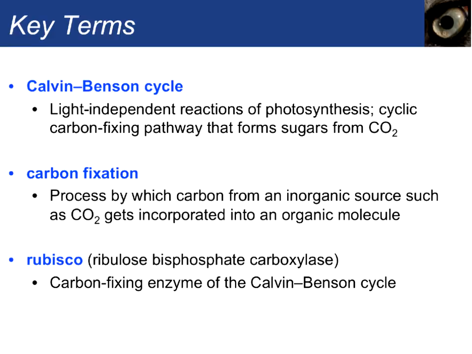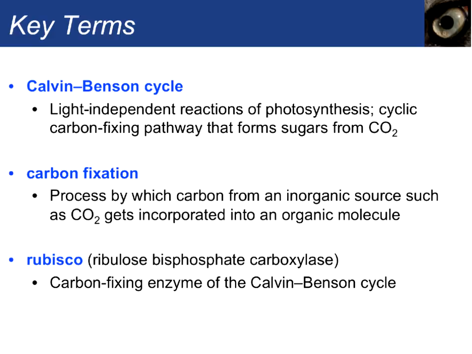The Calvin-Benson cycle is the light-independent reactions of photosynthesis. And again, this is the cyclic carbon-fixing pathway that forms sugar from carbon dioxide. Carbon fixation is the process by which carbon from an inorganic source, such as carbon dioxide, gets incorporated into an organic molecule like sugar.